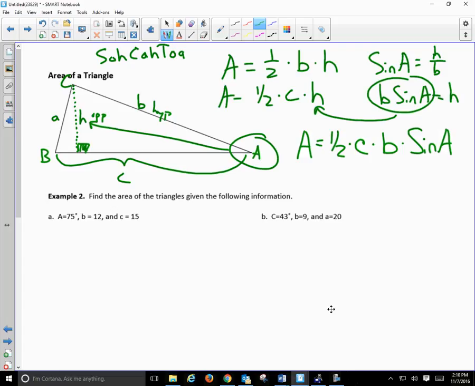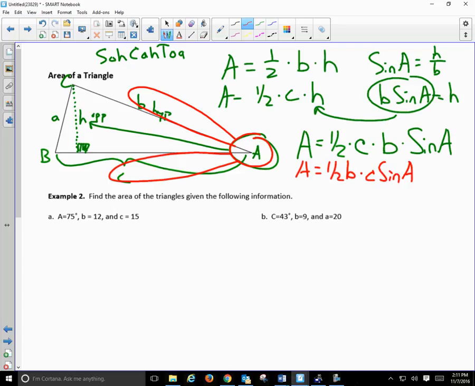Here's what happens. This is the most important point for you to focus on today. Notice, if you have angle A, then you're also going to use side B, and you're also going to use side C. So you can see the area is equal to 1/2 times side B times side C times the sine of angle A.